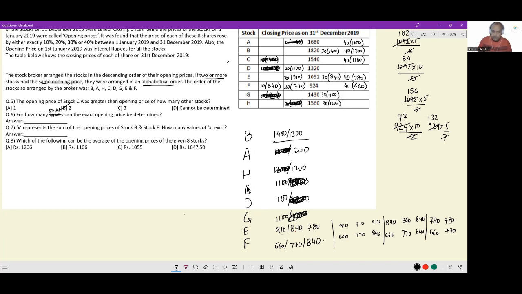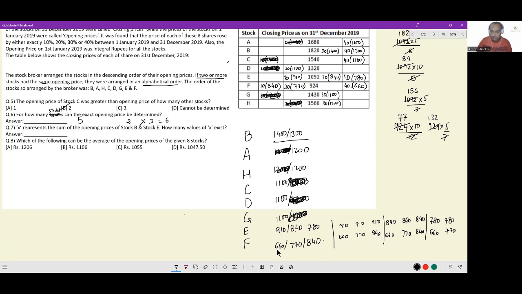For A, H, C, D, G, for 5 stocks, the exact opening price can be determined. Okay. If X represents the sum of opening prices of stock B and stock E, how many values of X exist? B can take 2 values, E can take 3 values. So how many combinations? It will be 6 combinations.